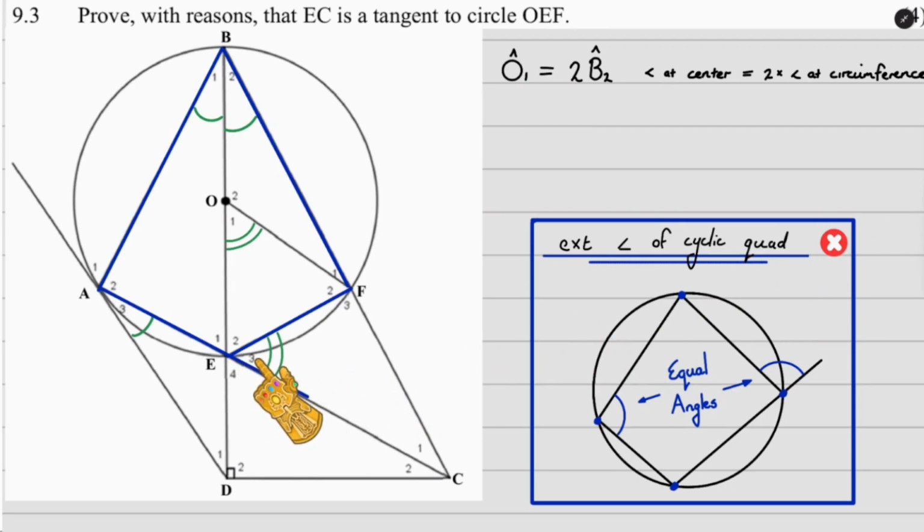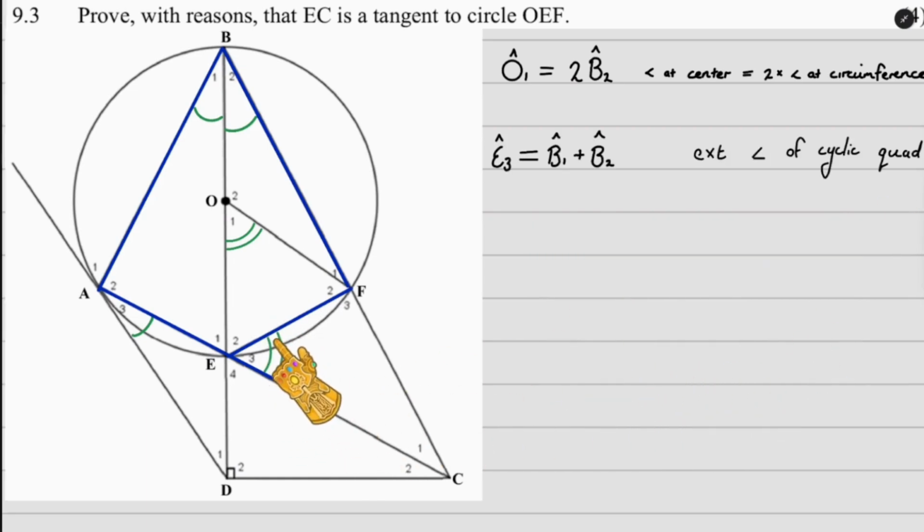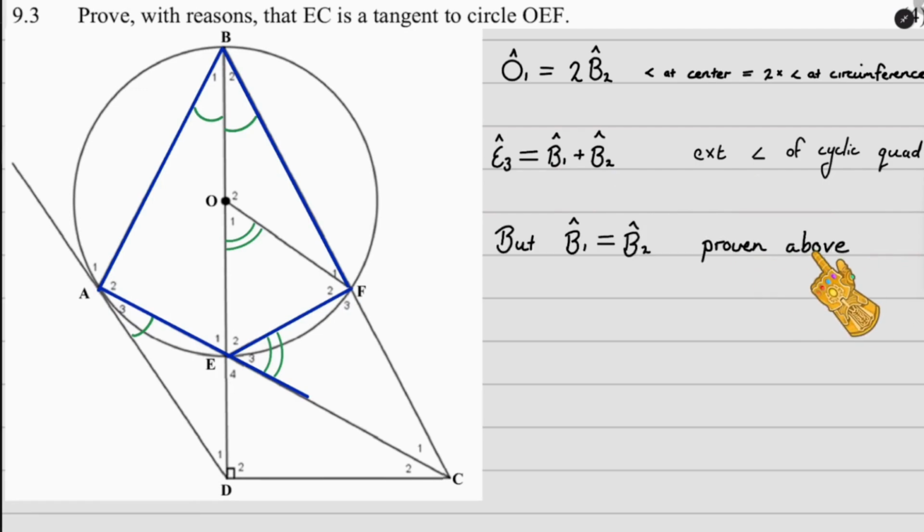Firstly, I need to show how I got E3 to be double the size of that green angle. So I'll firstly just say E3 is equal to B1 plus B2 because of the exterior angle of a cyclic quad, as we discussed. But from the previous question, we know that B1 and B2 are the same size. So I kind of want to get E3 to look the same as this. So I want to change B1 to B2. But before I do that, I have to include a statement that says, but B1 equals B2. And our reason for that, it was literally proven in the previous question. So we just say proven above.